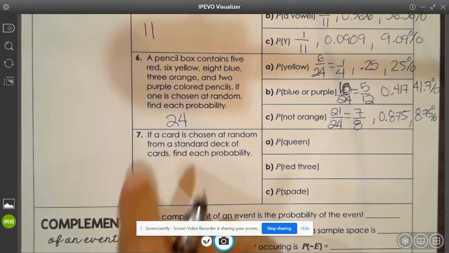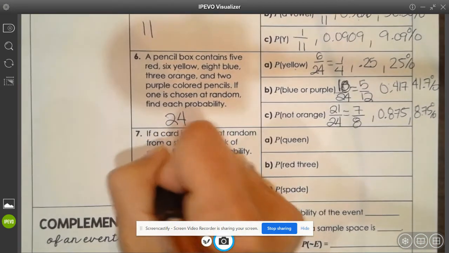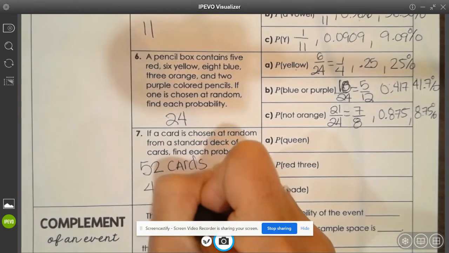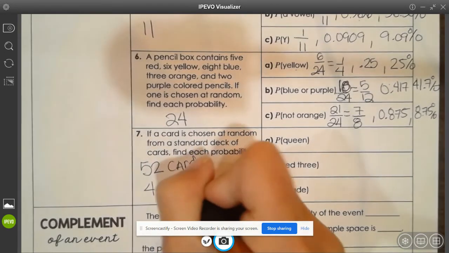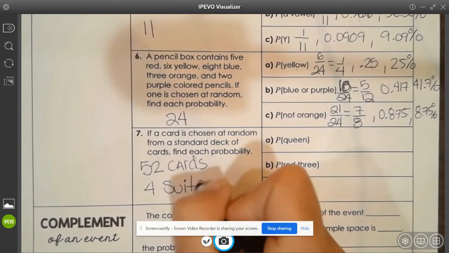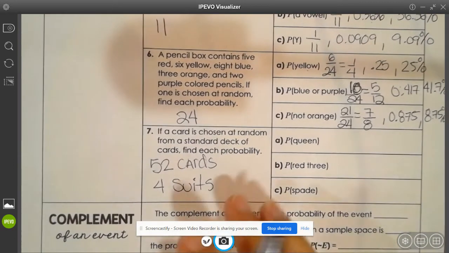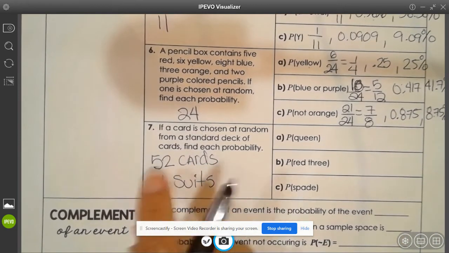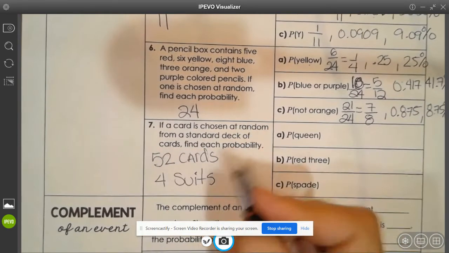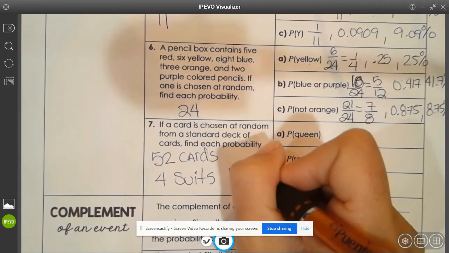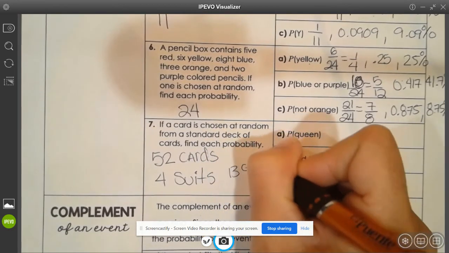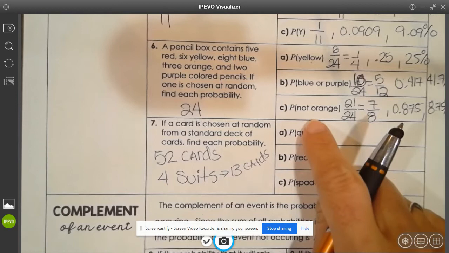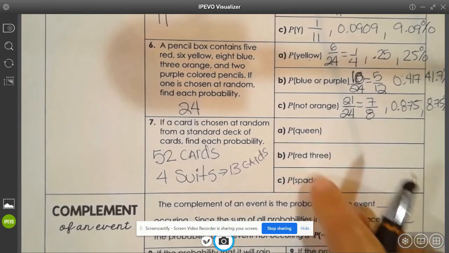Okay. All right, for this one, I need you to know that there is a total of 52 cards. There are 4 suits, like hearts and diamonds and all that. In the 4 suits, there are 4 queens, there are 4 kings, and all that. So imagine that each of the suits has 13 total cards, right? In each suit, okay? So what is the probability to get a queen? There are 4 out of 52.